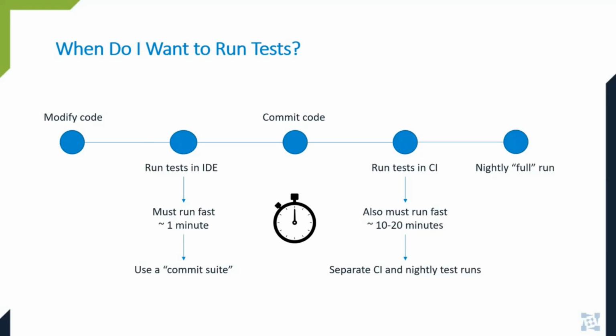So, you could make the argument that if you just prune that commit suite, or you prune that CI job down, then you can accomplish this. But honestly, it just doesn't scale forever. So to ensure that all of your tests get run and actually detect all possible regressions, you actually need to separate the CICD and the full nightly test run.